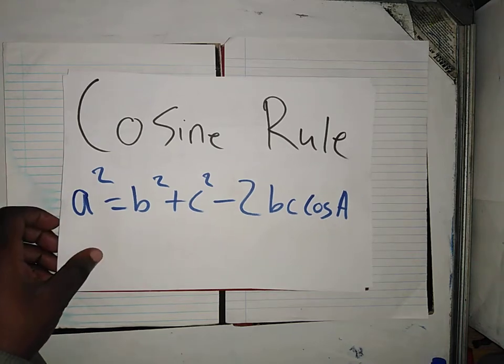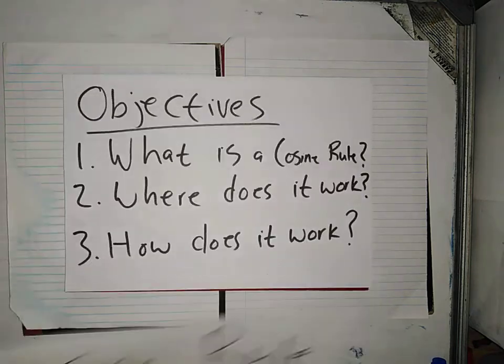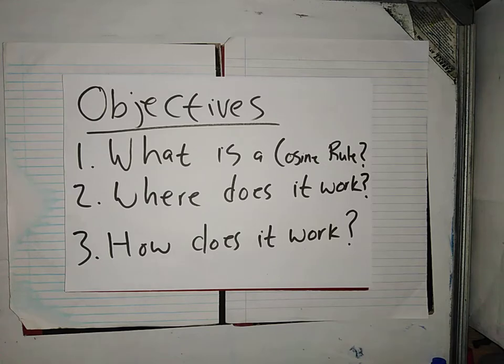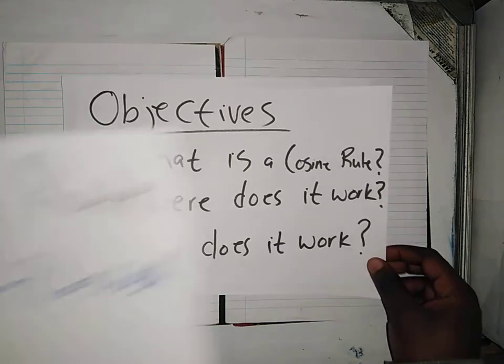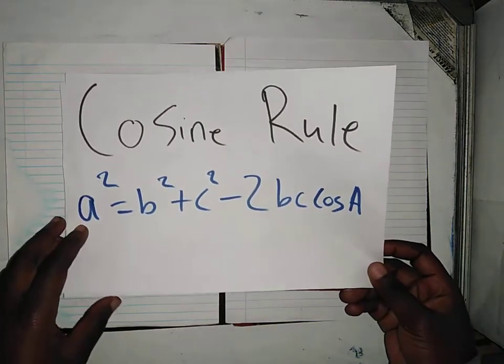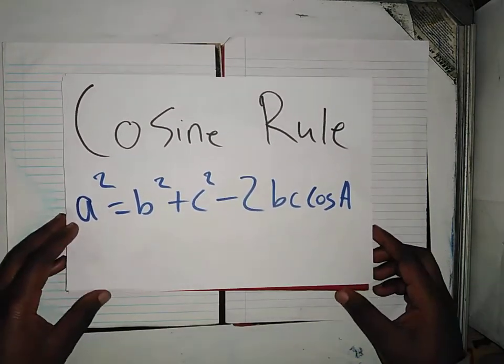At the end of the session, we should know what the cosine rule is, where it works, and lastly, how it works. It means we are going to have examples where the cosine rule directly works, and then we are going to take things from there. All right, where does the cosine rule come from?